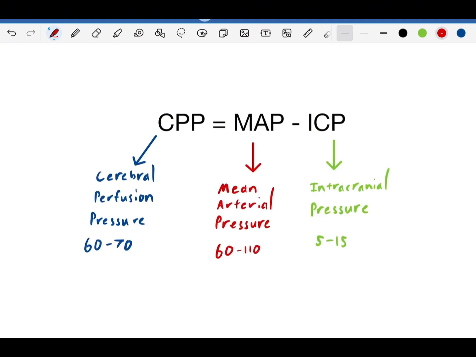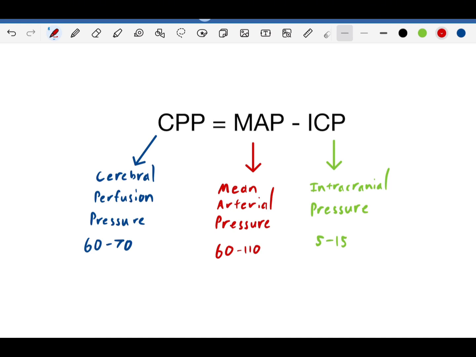So here we go. We've taken that same formula and we've broken it down a little bit. You just need to remember that cerebral perfusion pressure should remain in the physiologic range, which is regarded between 60 and 70, and that's millimeters of mercury. And then for MAP, which again is mean arterial pressure, you want that between 60 to 110. I've generally seen that a MAP goal is mostly going to be above 65, but when I was doing some research for this video, I was reading that 60 to 110 is acceptable. And then for intracranial pressure, that value is going to be between 5 and 15. And again, these are all measured in millimeters of mercury.